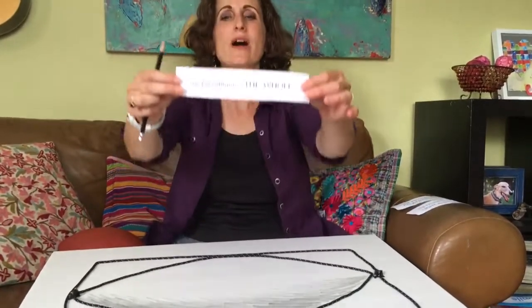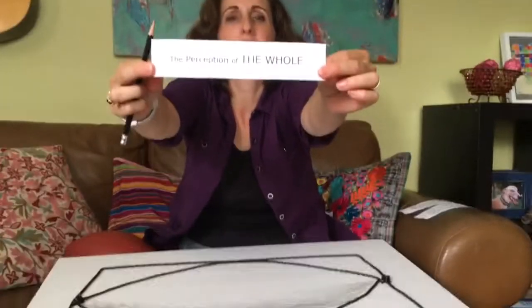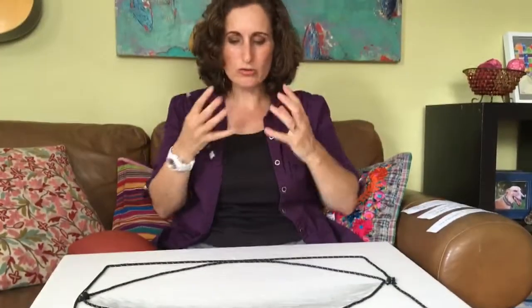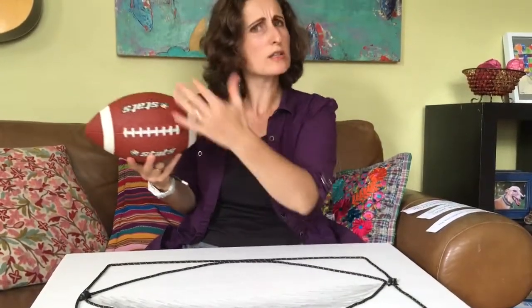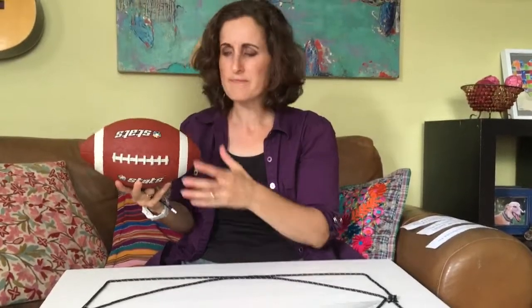Okay, the very last one is the perception of the whole. So this is number 5, the perception of the whole. And what that basically means is, does your whole drawing come together to look just like the whole object? In other words, are there any little parts that are maybe off that are going to make it not look like this object?